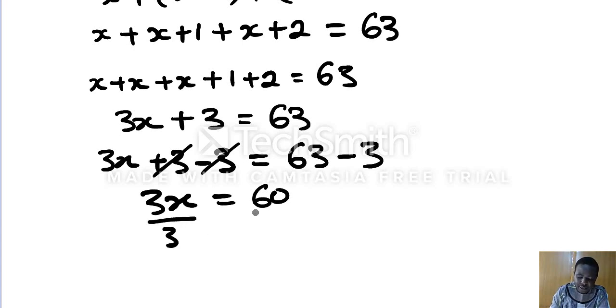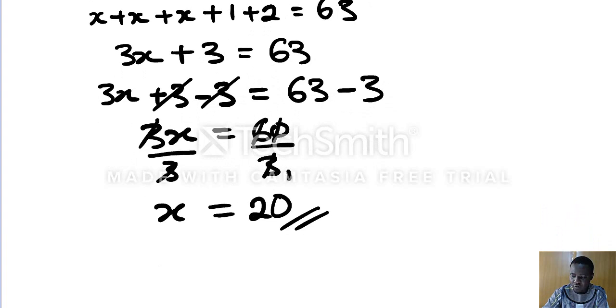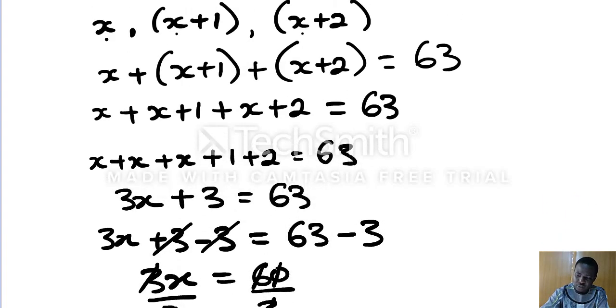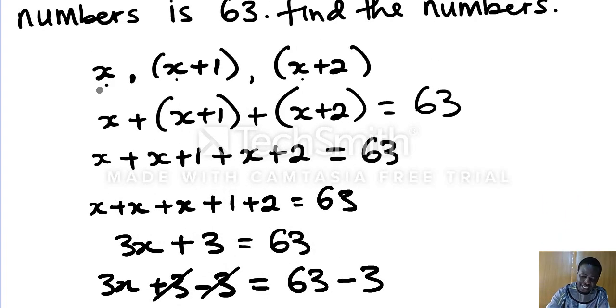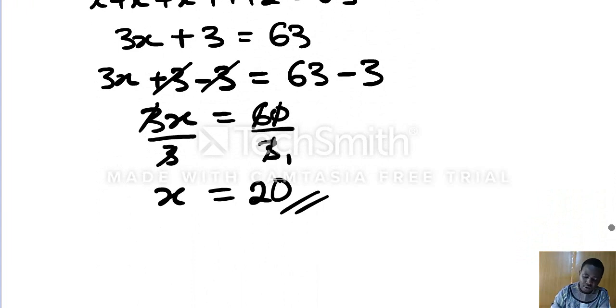So dividing here by 3, dividing here by 3, this will cancel out, giving us x being equal to 3 into 3 is 1, 3 into 6 is 2, into 0 is 0. So our answer becomes what? 20. 20 is the value for x, but we say 3 consecutive numbers where one is x, the other is x plus 1, and the other is x plus 2. So we are going to find the other numbers in the terms.